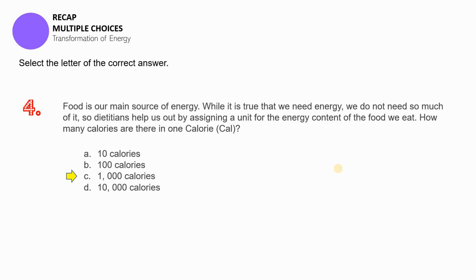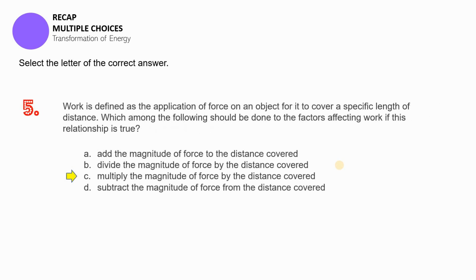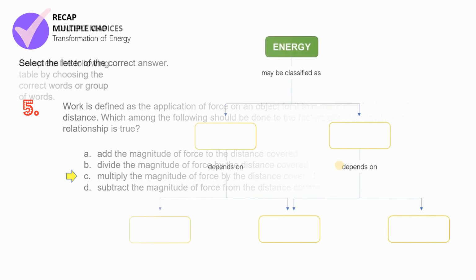So remember that 1 Calorie written with a capital C is equal to 1000 calories written with a small letter c. And then question number 5, the correct answer is C, by multiplying the magnitude of force by the distance covered, as symbolized in the formula for work, which is W equals F times d. Did you get all these questions correctly? I hope so. Now we'll be proceeding with the last part of this session.